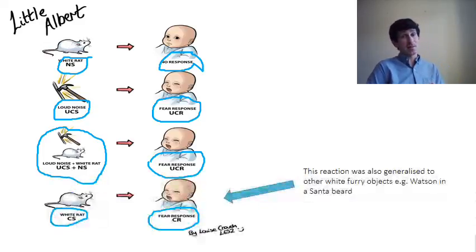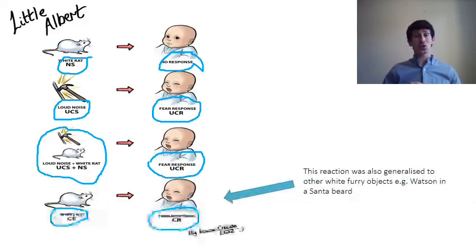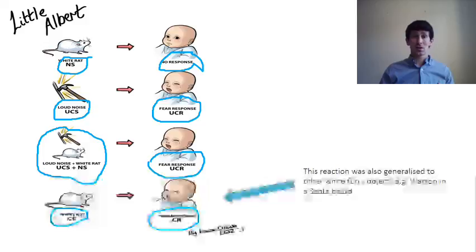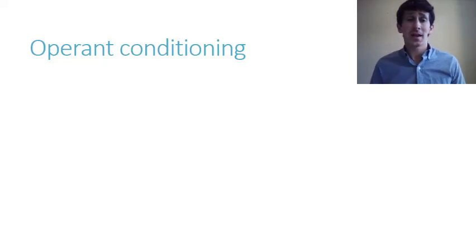The interesting thing about this experiment was that it also generalized to other white furry things. So if Watson stuck on a big Santa beard that was white and furry, it also had the same response. Little Albert would cry his eyes out. He'd developed a phobia of white furry things. Classical conditioning then can really explain how we acquire a phobia, like Little Albert.